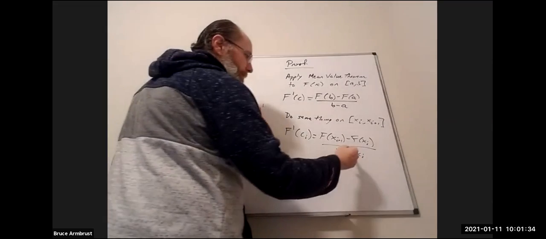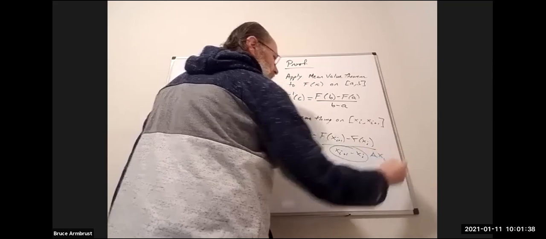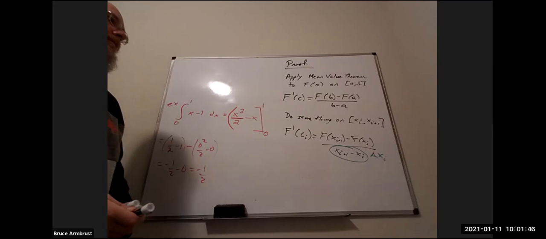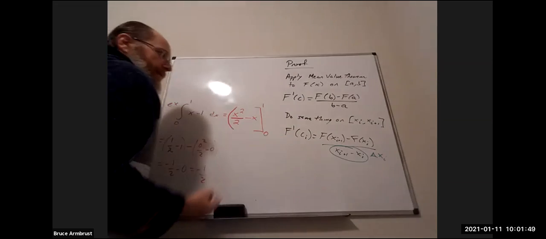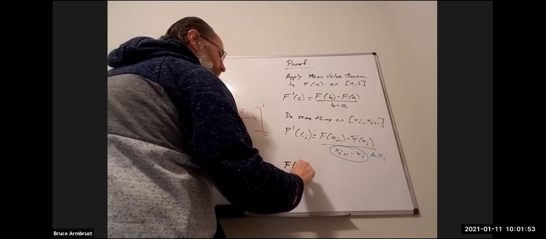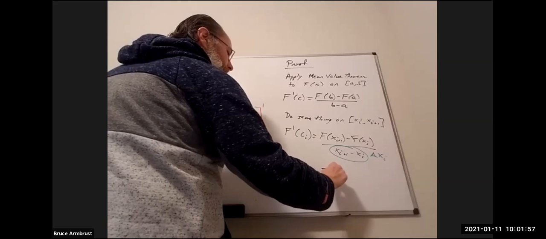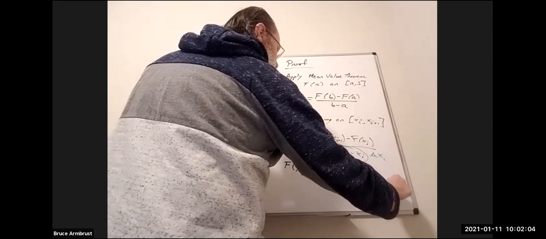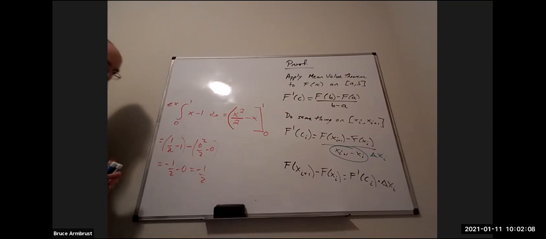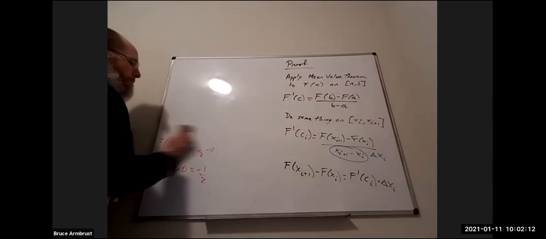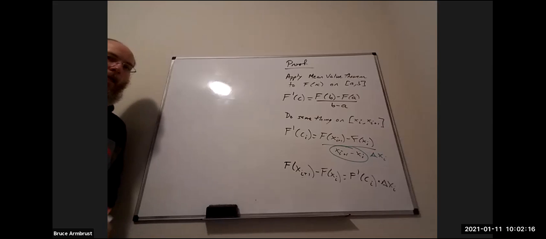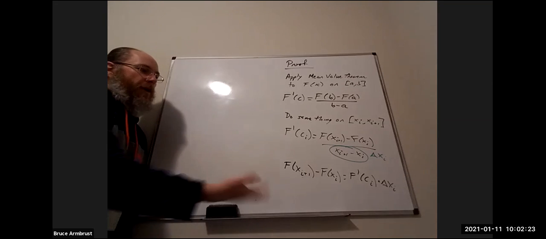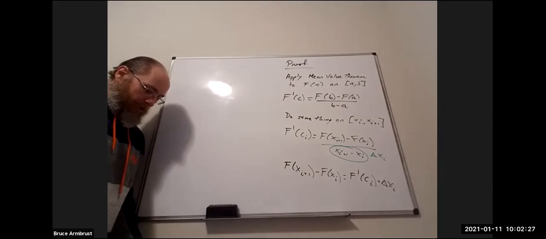To help us out, because it's a little cumbersome, let's call this delta xi. And I'm going to rewrite this so that I've got big F of xi plus 1 minus big F of xi equals f prime of ci times delta xi. Just got rid of the fraction. Okay, so you're looking at that and you're probably going, okay, whatever. Well, this is just what the mean value theorem says for this function.